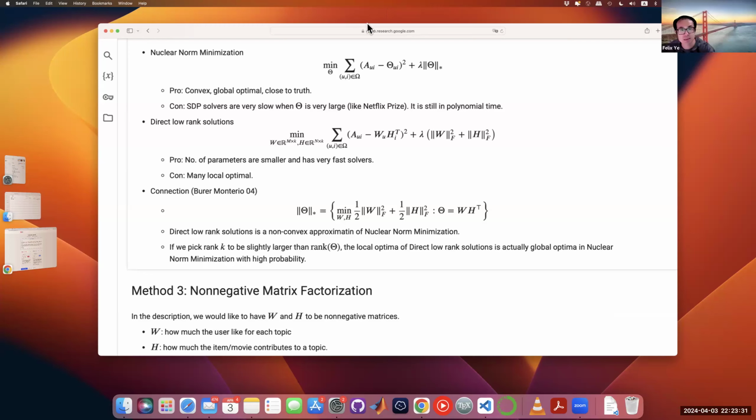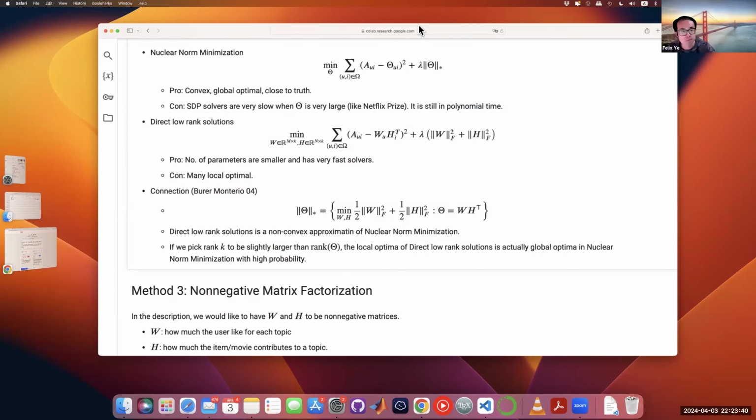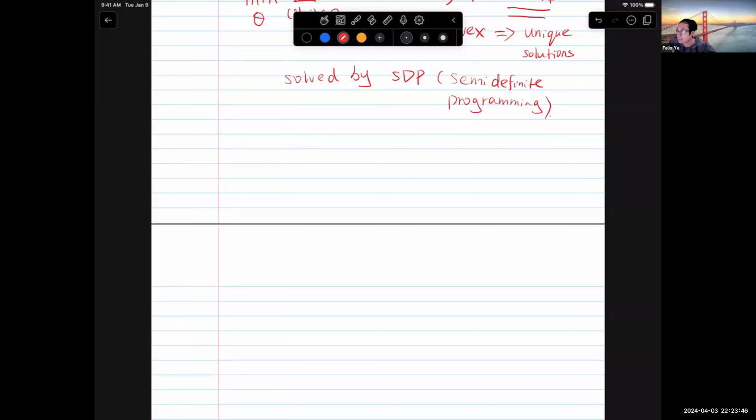Okay, next, let me share my iPad again. All right, so this is the second approach, and I also mention the connections between these two approaches. The next one is method 3, non-negative matrix factorization.